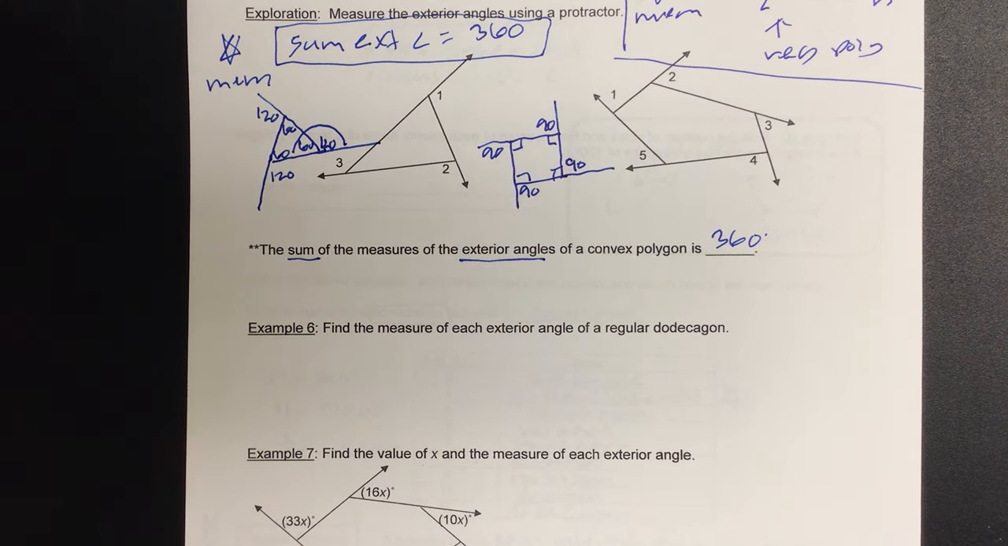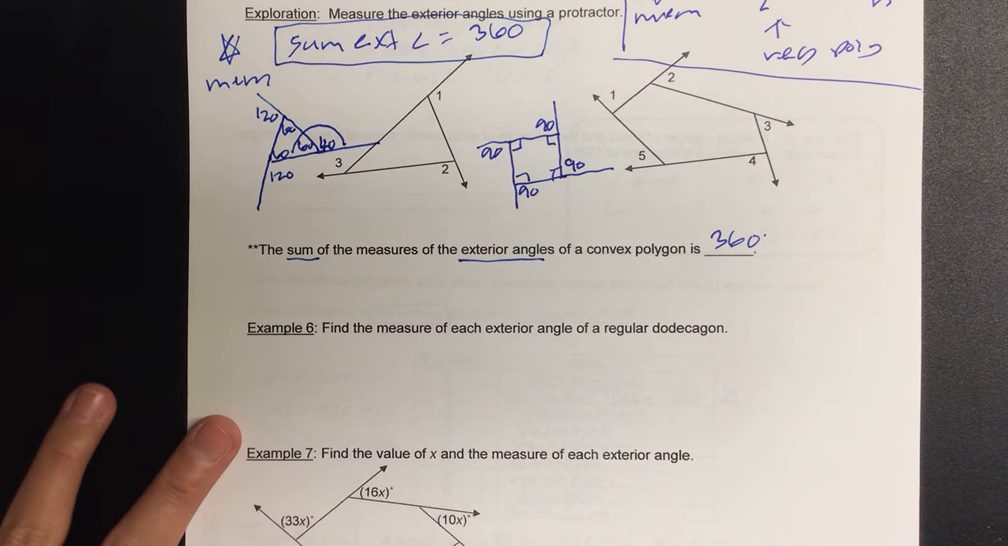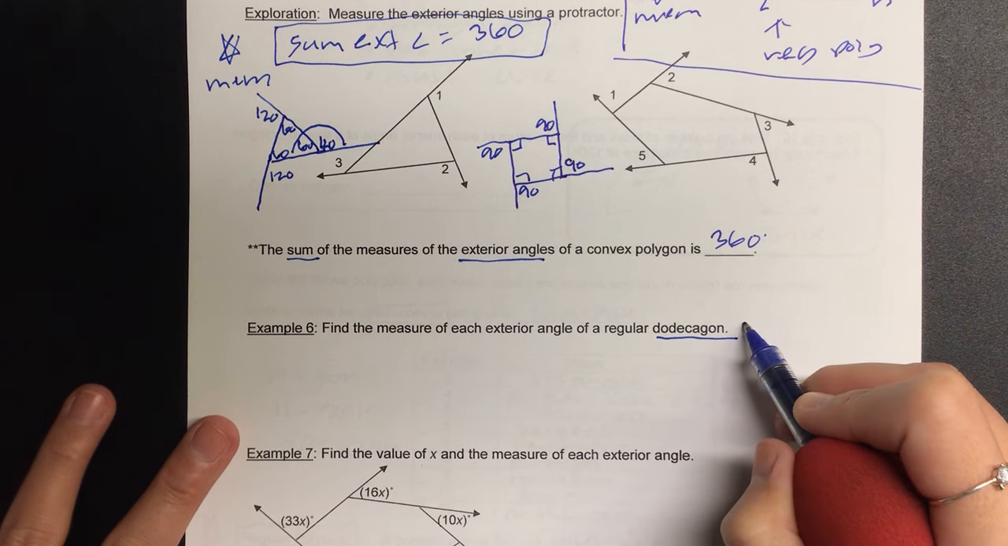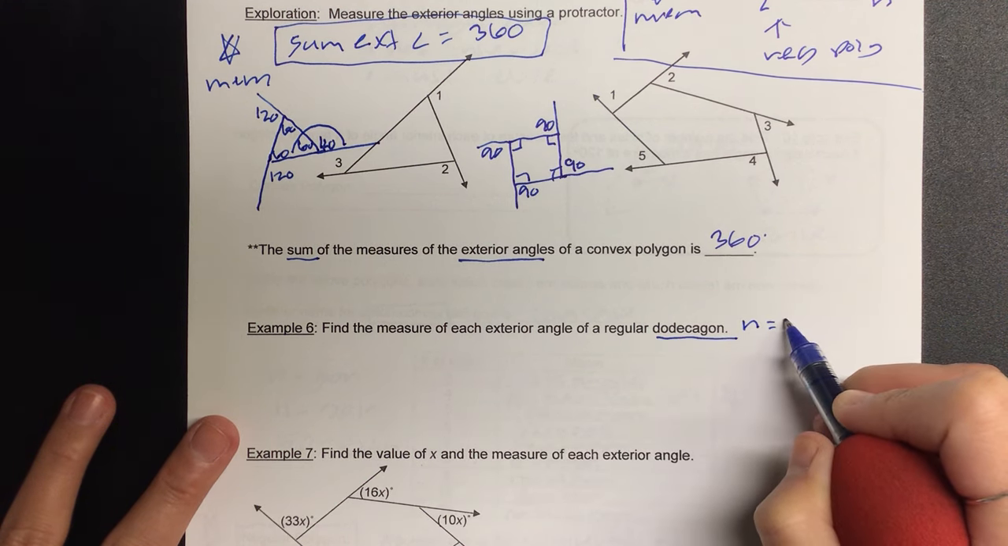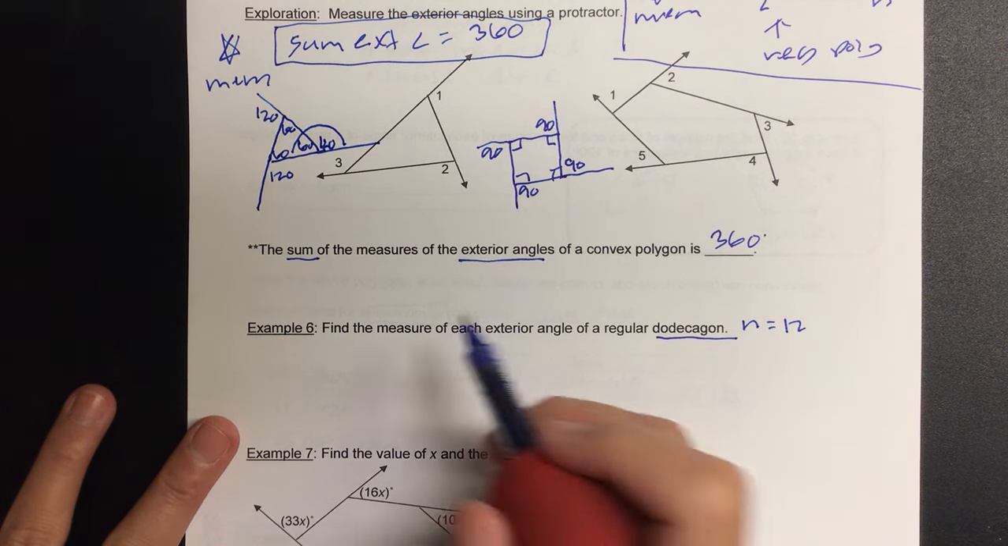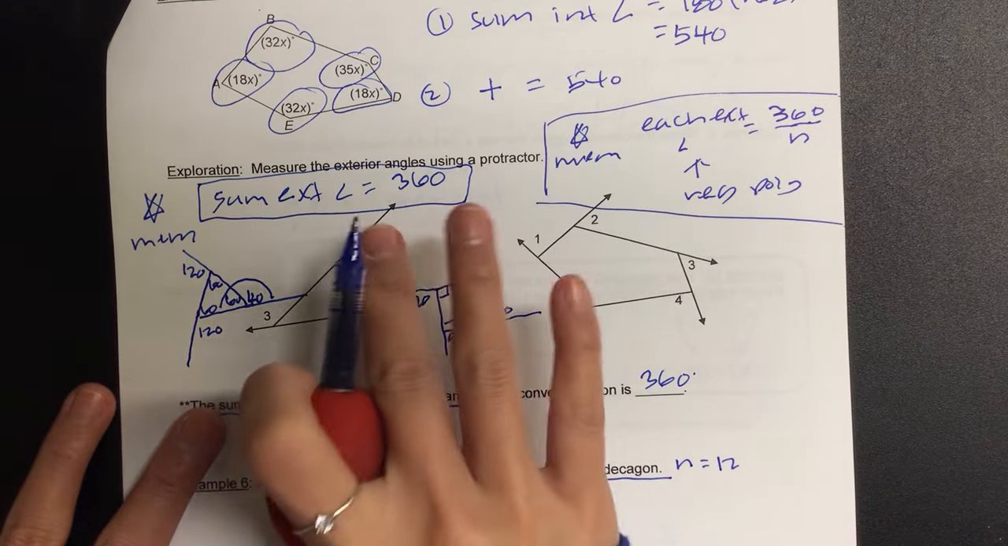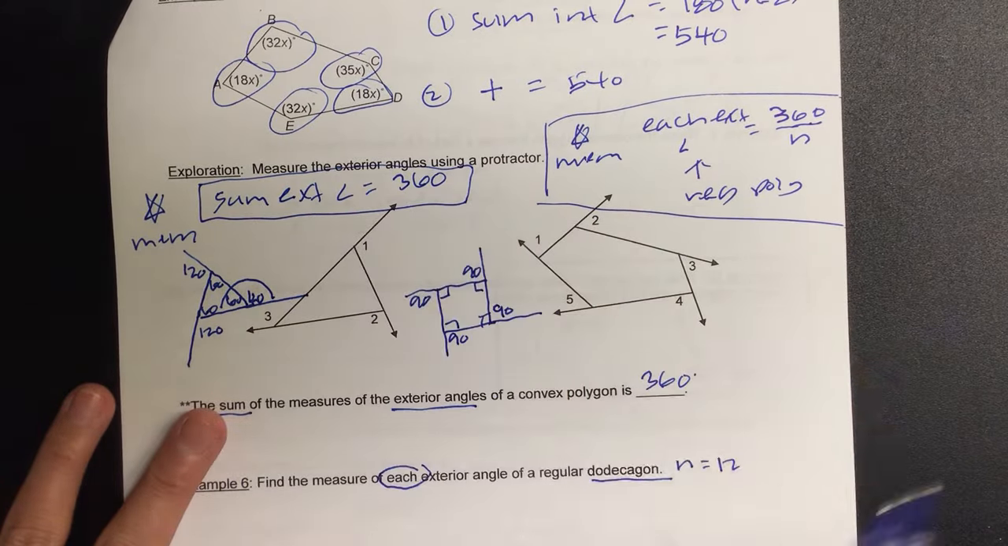Okay, number six. Pingleton, let's read. Find the measure of each exterior angle of a regular dodecagon. So a dodecagon has how many sides? 12. Let's see our keyword. I see the words each exterior. So which formula am I using? Left or right? On the right.